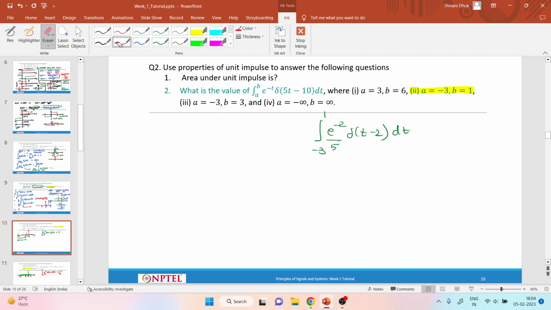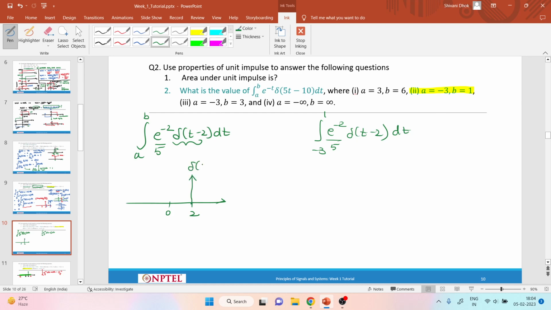Yeah, so this integral value which we had found out was the integral from a to b, and it was coming out to be e power minus 2 by 5 delta t minus 2 dt. And if we look at this impulse here, it is 0 here and it is 2 here. The impulse is located at this part. So this is my delta t minus 2. Now when my a is minus 3, that is my a is somewhere here, and my b is 1, so my b is here. So in what region am I integrating? I am just looking at this region here.